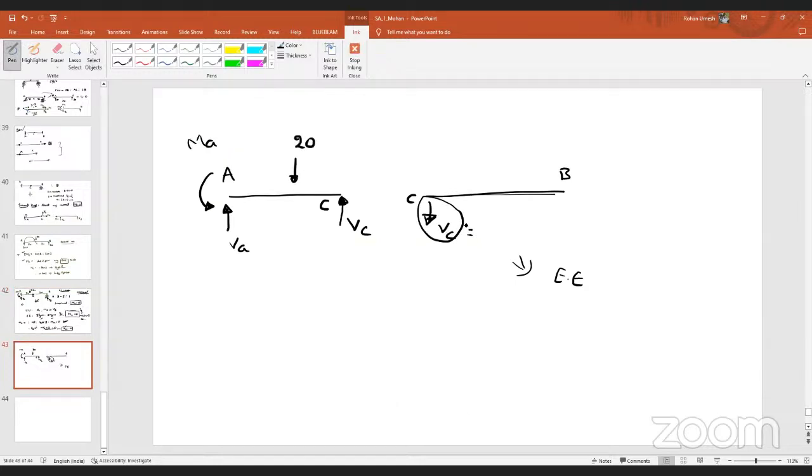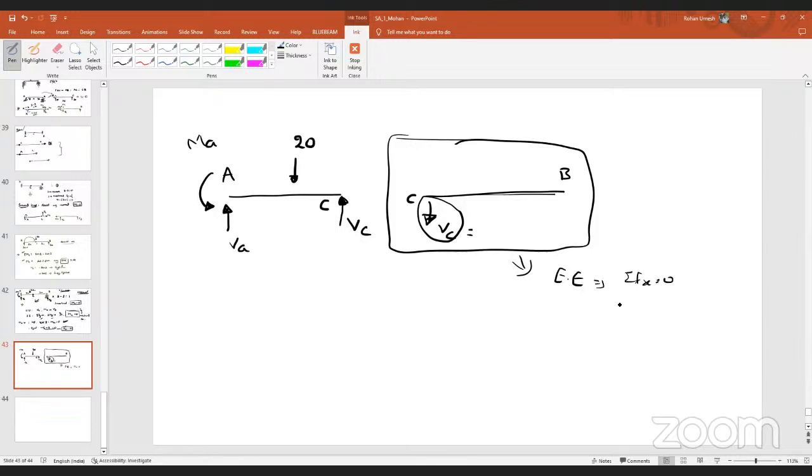Now tell me, what about the reaction here? Can you apply the equilibrium equations for the section CB? What are the equilibrium equations? Summation of y equal to 0, summation of F equal to 0, summation moment equal to 0. So what will be the reaction here?